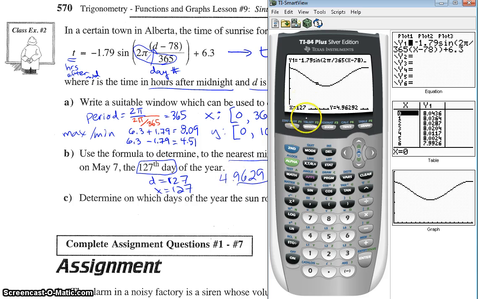Okay, one thing I wanted to show you is to change 4.9629 into minutes. Last time it was in x, and then we could just bring up x and do it. This time they've stored it, it's basically our y value. So here's what you do.